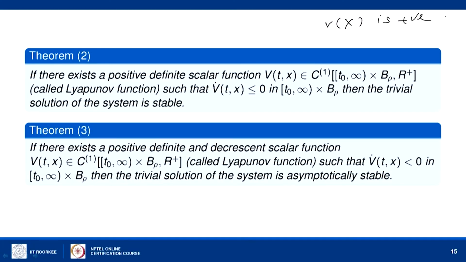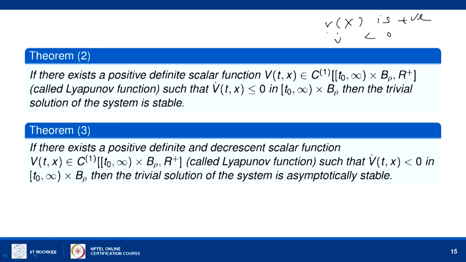Similarly, if the function v of t comma x is positive definite as well as decrescent, these two conditions are to be satisfied, and if v dot is negative definite, then the system is asymptotically stable. Here we are saying positive definite as well as decrescent, because the same condition is true in the case of time invariant also. Earlier we have seen that v of x is positive definite, and v dot is negative definite, then it is asymptotically stable.